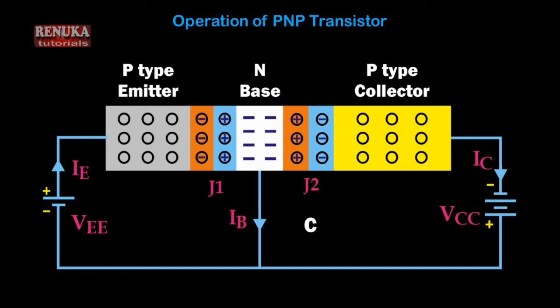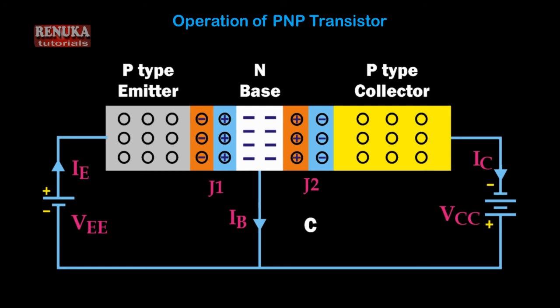As you can see, the battery voltage VEE, its positive terminal is connected to the P-type emitter, and the battery VCC, its negative terminal is connected to the P-type collector. So this is how the input side, that is the emitter to base, is forward biased, and the output side, that is the base to collector junction, is reverse biased. Since the PNP transistor is a complement of the NPN transistor, its operation can be explained in a similar way.